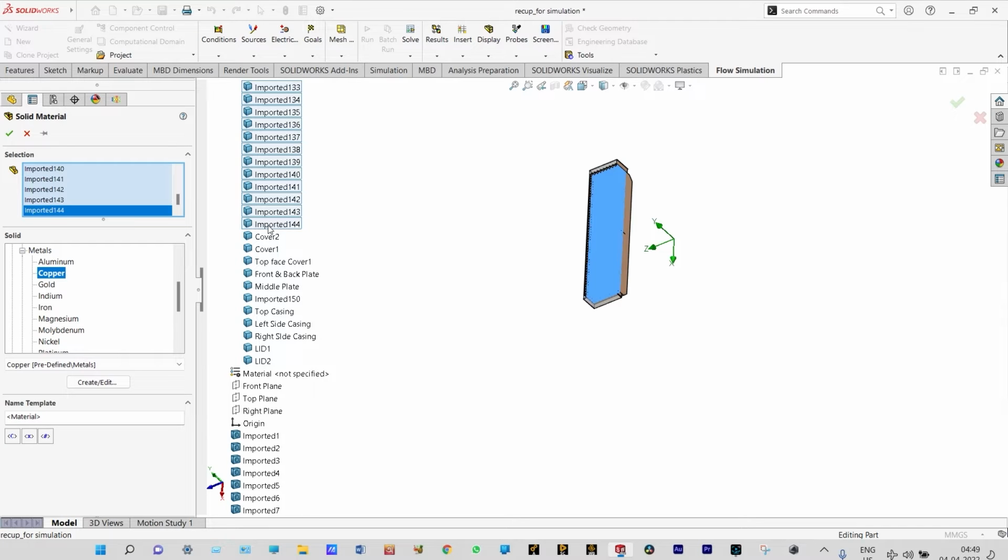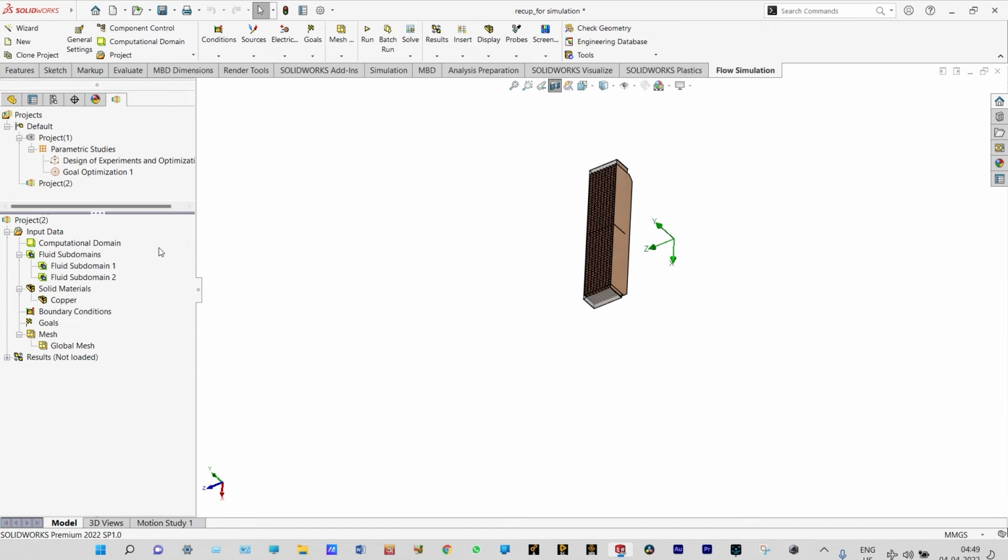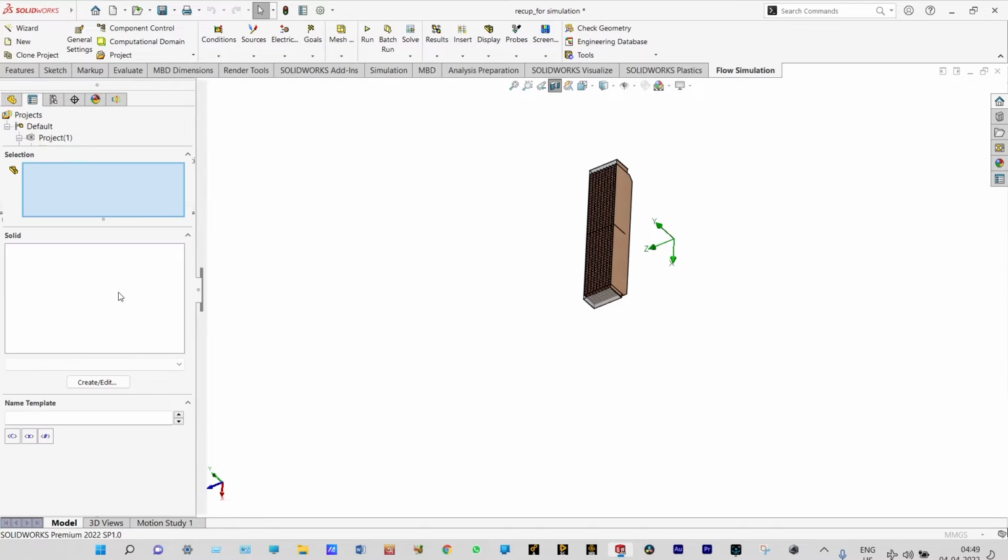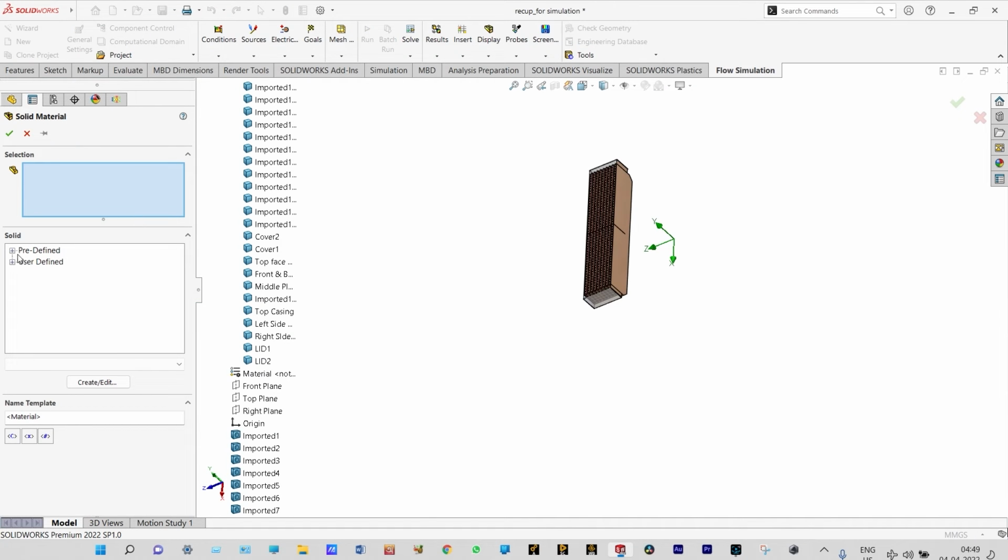All the tubes are selected and it is made of copper. Green check. Next to that, we need to select the shell, that is the outer surface, which is the outer body or the casing, which is made up of stainless steel 321. So insert solid materials, and it will be made up of stainless steel 321.